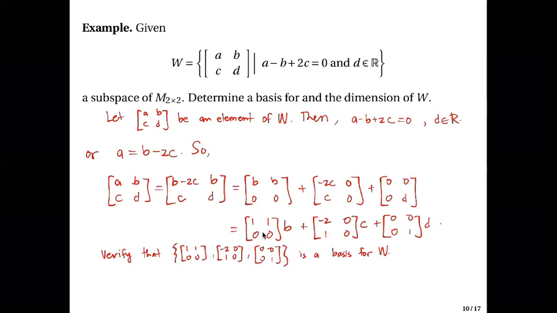The span of W, it's already written in here. This is an element of W, and then you can write it this way. So it remains to show that these three vectors are linearly independent. So once you've verified this, you can now conclude that the dimension of W is equal to 3. Okay? Questions? Okay.